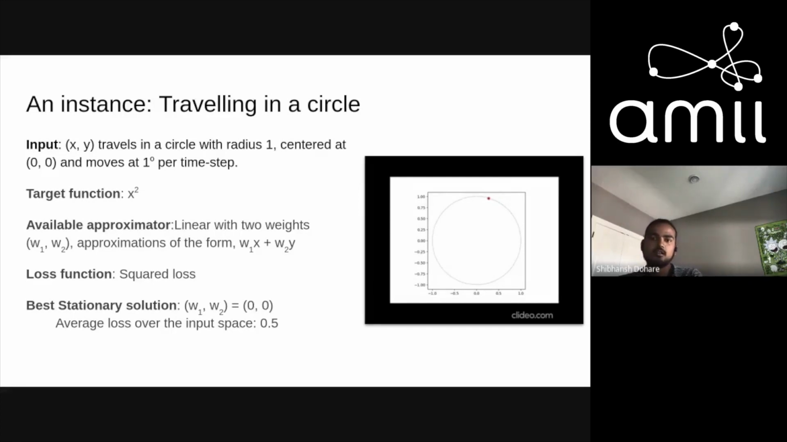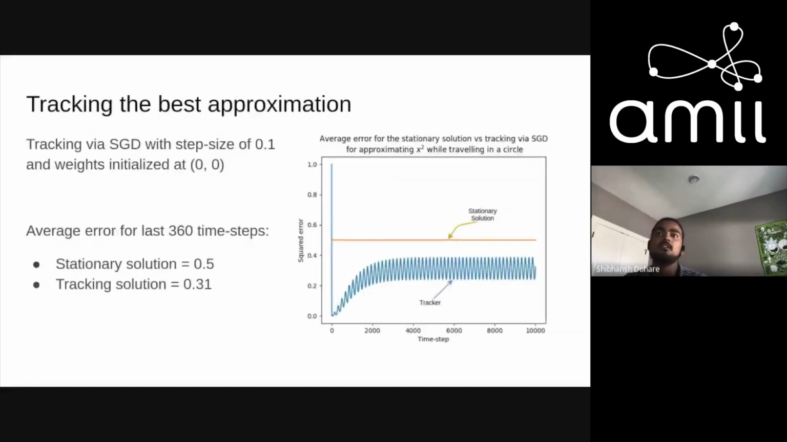Since the inputs are actually temporally similar, we can focus on the current part of the input space where we are and try to find an approximation which is good for the current part, but is not good overall. For this case, we can use a simple stochastic gradient descent algorithm. If we use it with a step size of 0.1 and weights initialized at 0, we find that it can actually do better than the stationary solution. In this plot, the orange line is the average performance of the stationary solution, and the blue line is the performance of the tracking algorithm, which is stochastic gradient descent.